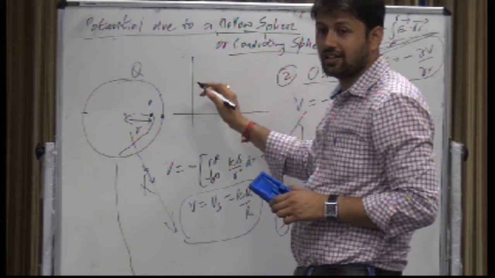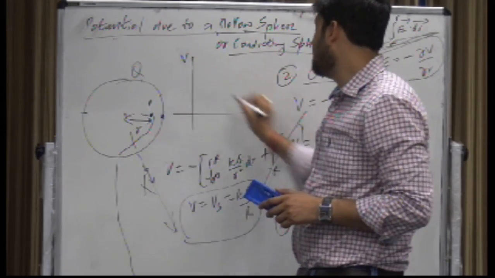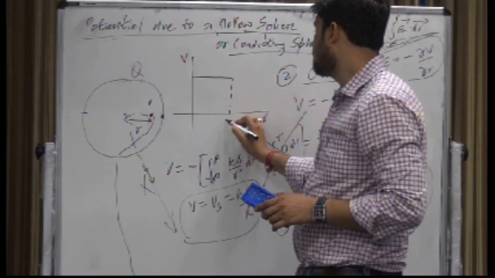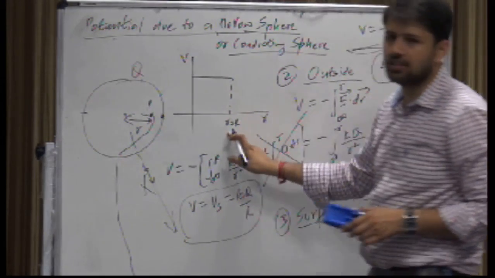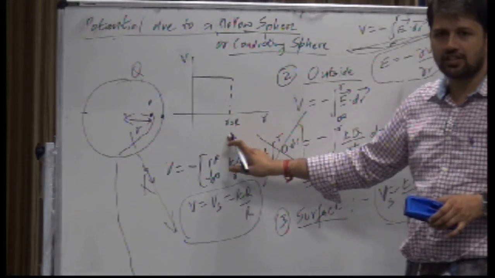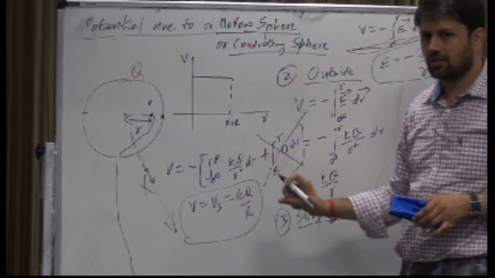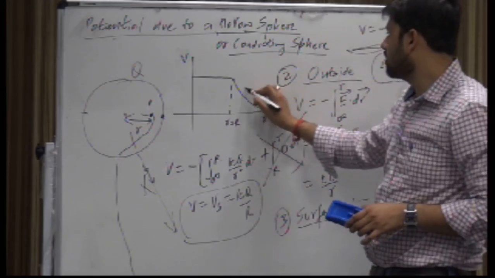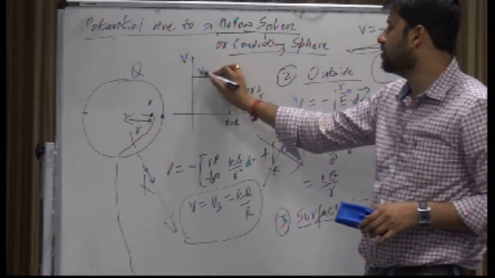V versus R, inside it is constant till this is distance when you reach surface. Okay, this stands for surface point, after which it falls. V is inversely proportional to R. Here V is constant.